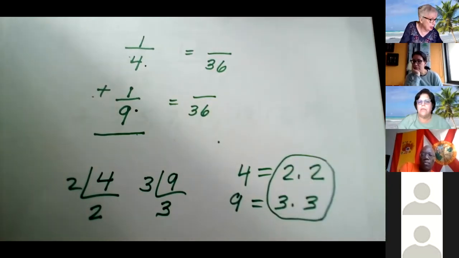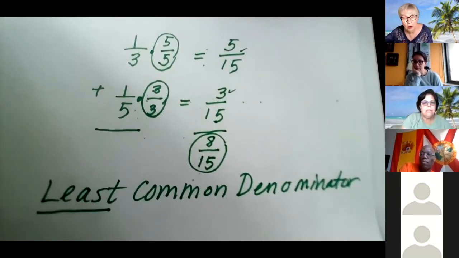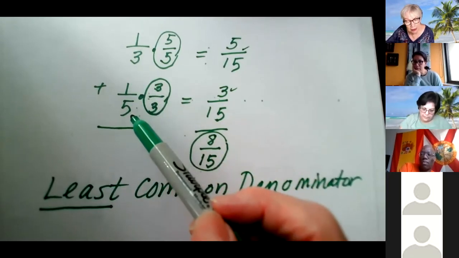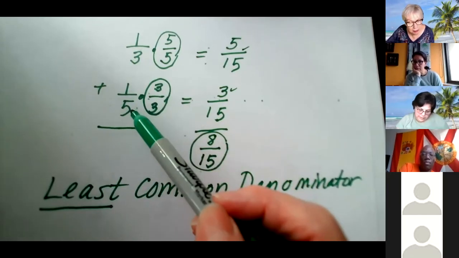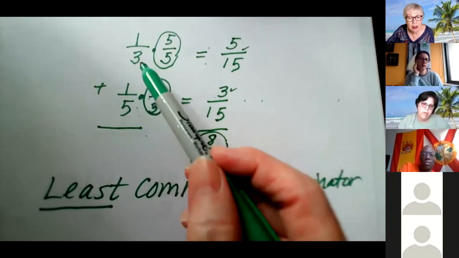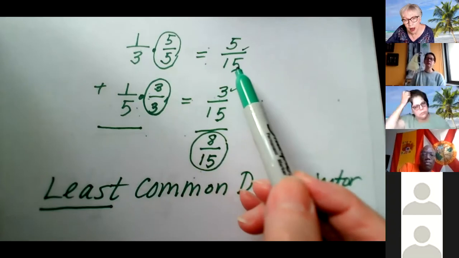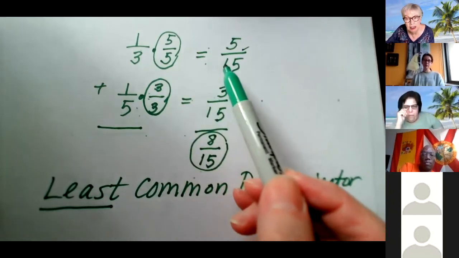I had another example. Let me go back. This one. When I had 1/3 and 1/5, these were both prime numbers. And so there's nothing in common. And therefore, the common denominator ends up being 3 times 5.